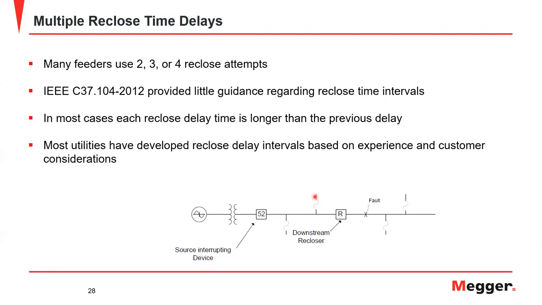Many feeders, I would say most feeders in the world today, have multiple shot reclosing. 2 and 3 shot reclosings are very common. 4 shot reclosing, maybe a little bit less common. Okay. Already stated a couple of times, the standard does not give us a lot of good guidance regarding reclose intervals. So how do we come up with these numbers then?